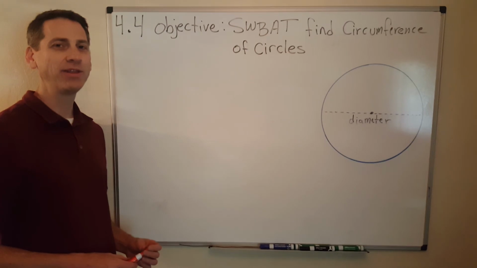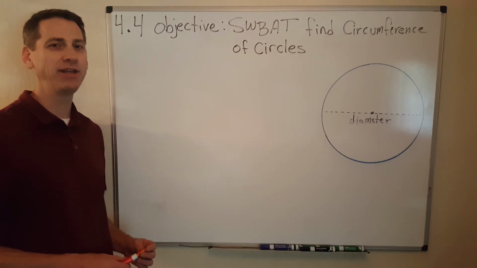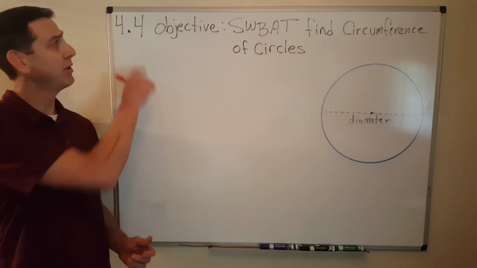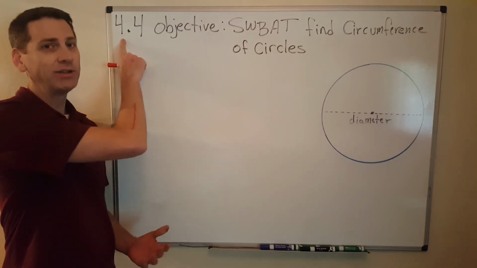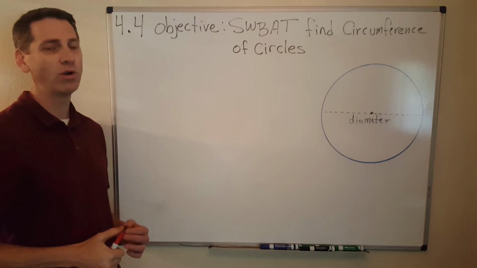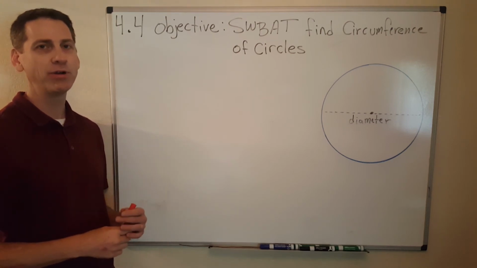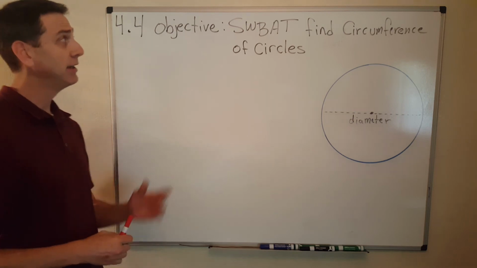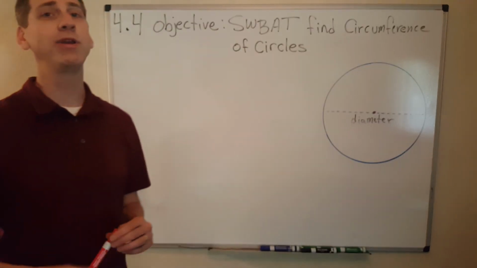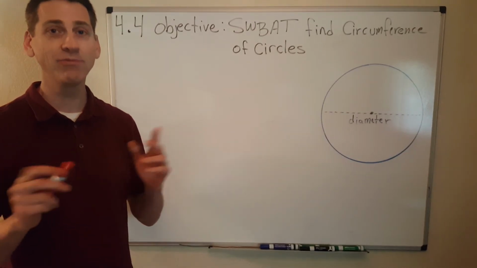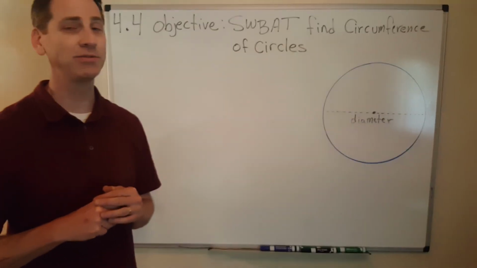We are covering the geometry section of the GED test. And so we are in Unit 4, which is the geometry unit, Lesson 4. I skipped Lesson 3 because we pretty much covered the perimeter of polygons. So our objective is students will be able to find the perimeter, the circumference of circles.